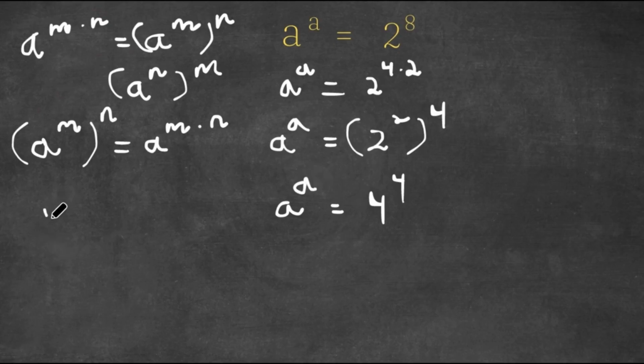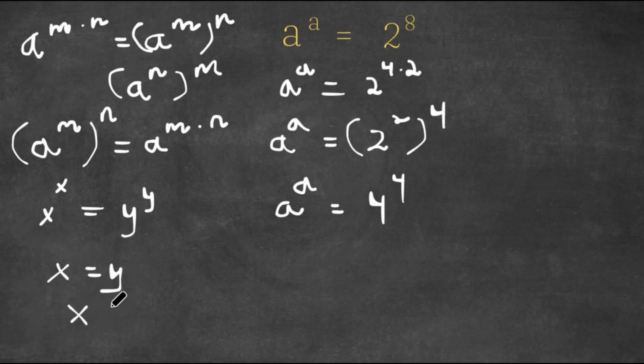Now, if we have something in the form x to the power of x is equal to y to the power of y, this means that x is equal to y, as long as x is greater than or equal to 1. So in this case, a is equal to 4.